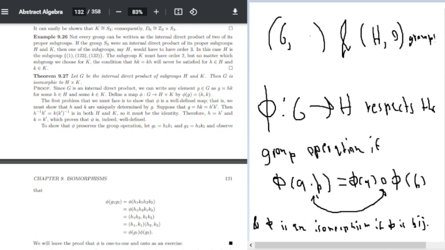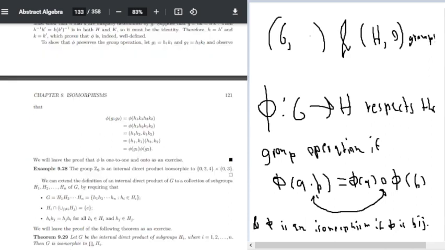To show that phi preserves the group operation, let g1 equal h1 k1 and g2 equal h2 k2, and observe that phi of g1 g2 equals phi of h1 k1 h2 k2 equals phi of h1 h2 k1 k2 equals (h1 h2, k1 k2) equals (h1, k1) times (h2, k2) equals phi of g1 times phi of g2. We will leave the proof that phi is one-to-one and onto as an exercise. Example 9.28.